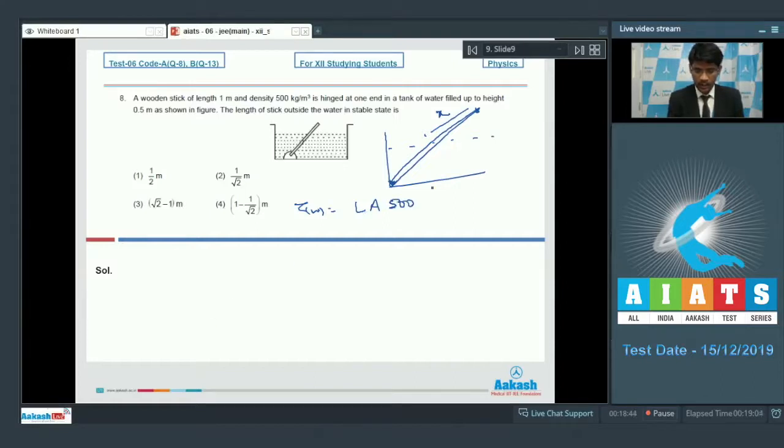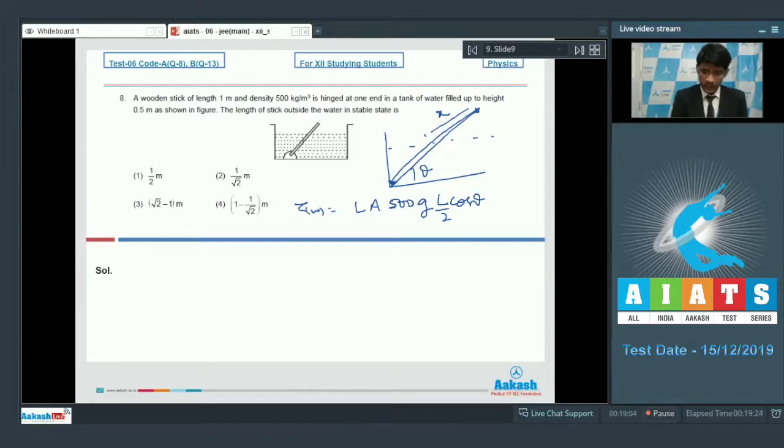This is the mass m into g, and let this angle be theta. So I would say the torque arm is L by 2 cos theta. This is the torque because of the weight of the rod here. Now, torque because of the buoyancy force.